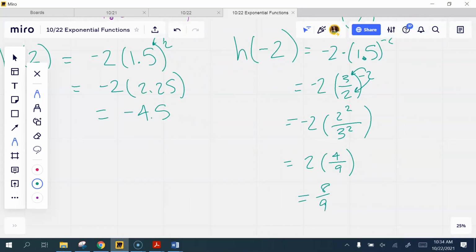Well, so I kind of skipped a step there. Let me show you. This is 3 to the negative 2 over 2 to the negative 2. So then this one moved down and became positive, and that one moved up and became positive. I don't know. It dropped. It shouldn't have. Sorry.